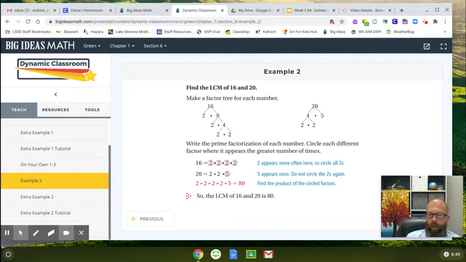Now I know that's a lot. It took even me a second to figure out what's going on here. But if we go in order, we can catch on to this. So it says circle each different factor where it appears the greater number of times. And since 2 happens more often on the 16, then we circle all of those and not the 2's on the 20. All right, we're going to move on. Go ahead and pause it to write that stuff down.